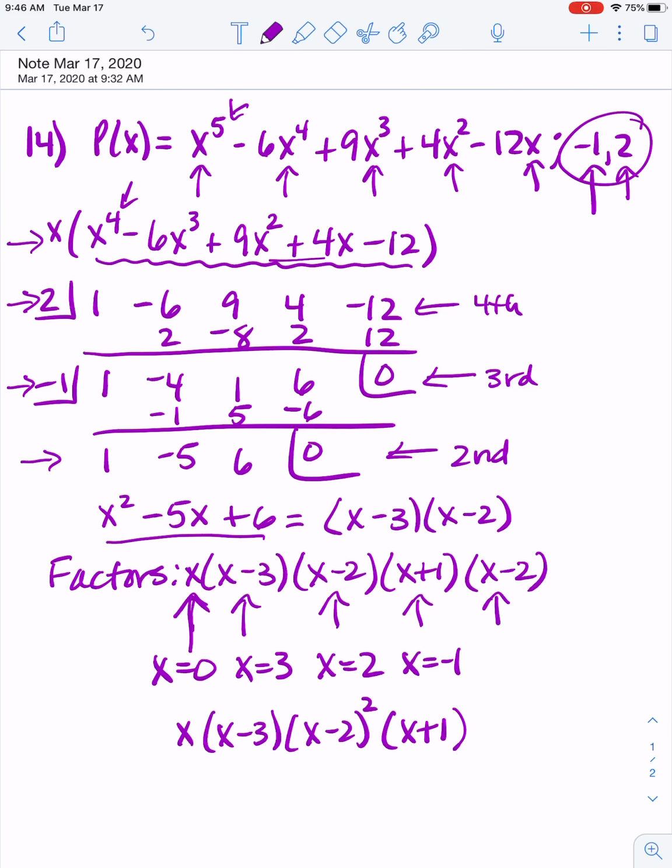Okay? So the bottom line is, in the beginning here, when you're starting, check to see if there's a GCF that you can take out first, because then it's going to lower the degree. You can do your synthetic down to a quadratic and factor.